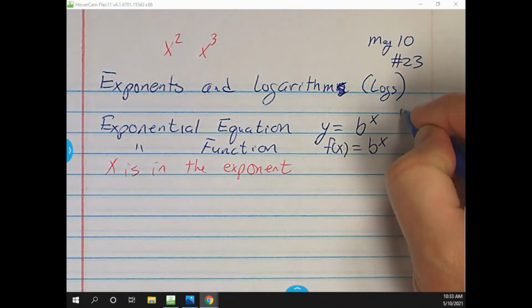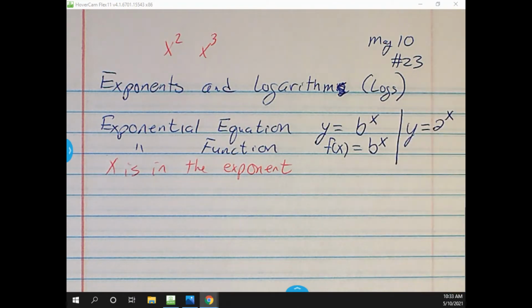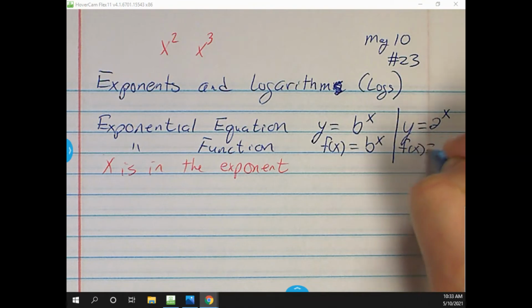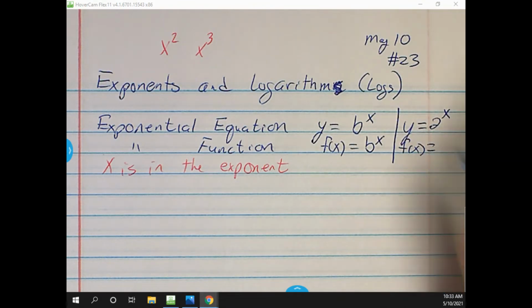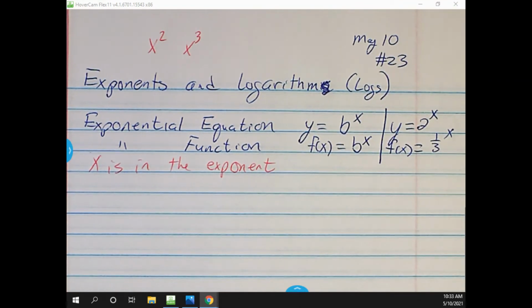So when we're looking at these kinds of problems, it may be that y is equal to 2 to the x power. Or, if it's a function, it could be f of x equals, and it doesn't necessarily have to be a whole number. It could be a fraction, like 1/3 to the x power. But the base is just some number.